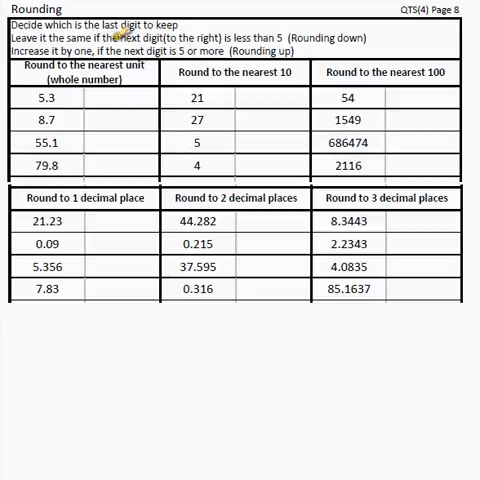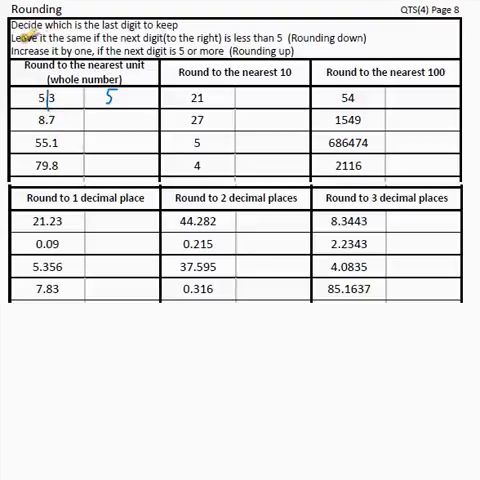There's the instructions how to do it. Decide which is the last digit to keep. I usually use a line. If I would round to the nearest unit, I would think I need to draw a line here, because 5 is the last digit I want to keep. Leave it the same if the next digit is less than 5, and the next digit after the line is a 3, so it's less than 5, so that 5 before the line will stay the same.